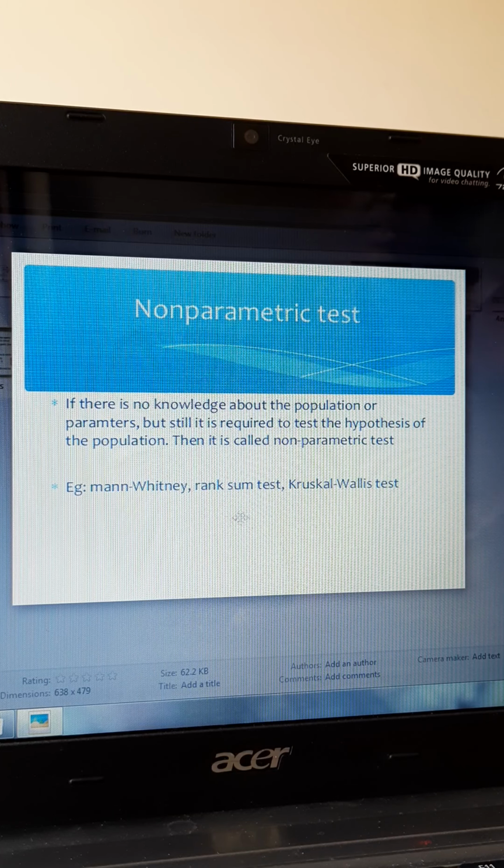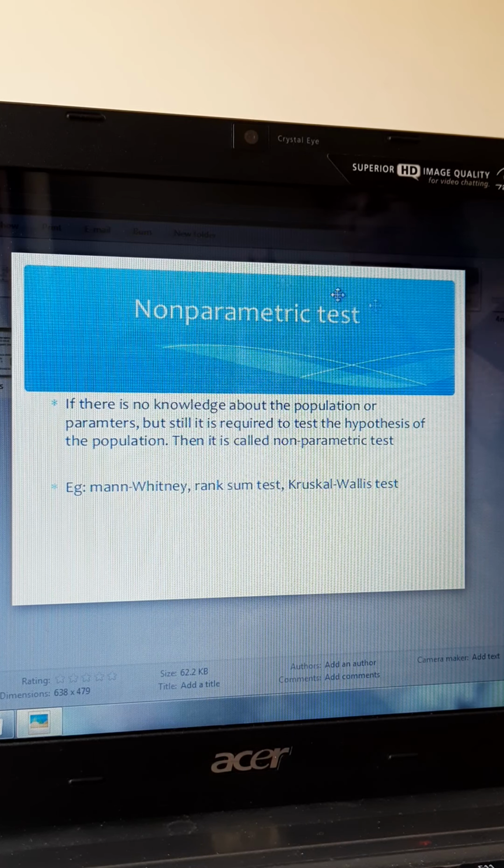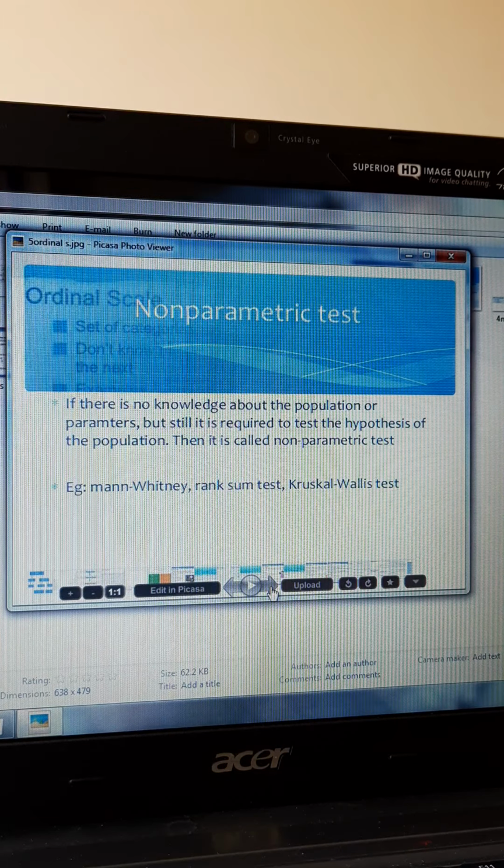Two names are one and the same. Okay, some textbooks will have Mann-Whitney test, some will have rank sum test. Kruskal-Wallis test. These are two different types of tests and we will see what it is later on. But for non-parametric, these are the tests that are used. Okay. Now let us see what are the tests that are used for parametric.